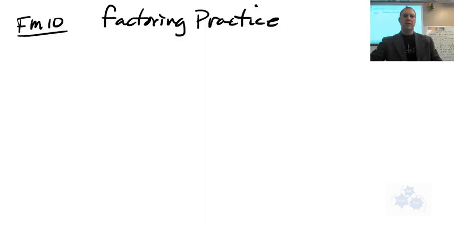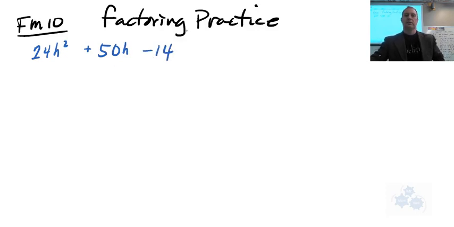So if we have a question like this, because we need to do some factoring practice, let's say we have something like this, 24h squared plus 50h minus 14. And I ask you to factor this. Okay? Remember, the first thing you always look for is what? Greatest common factor.